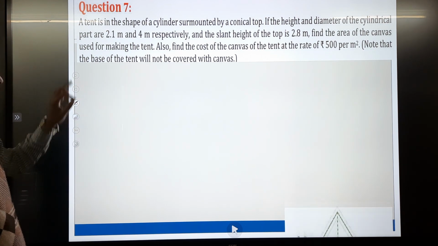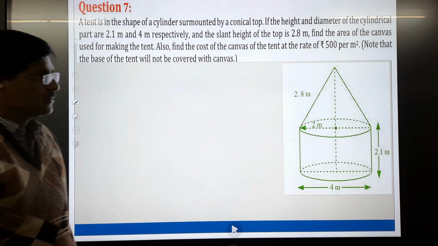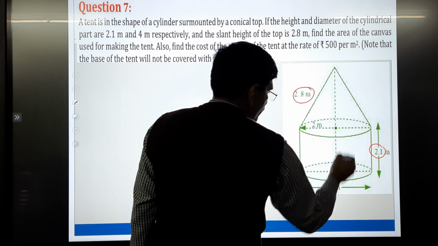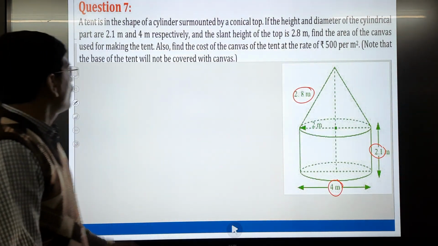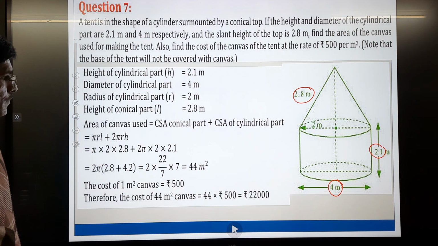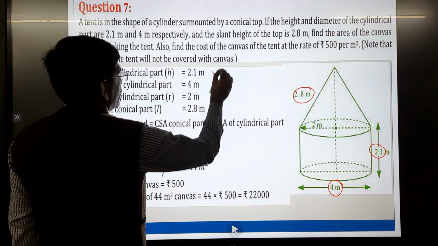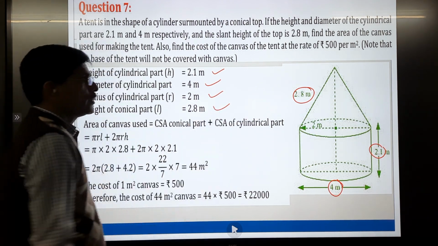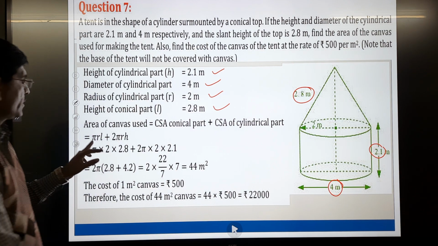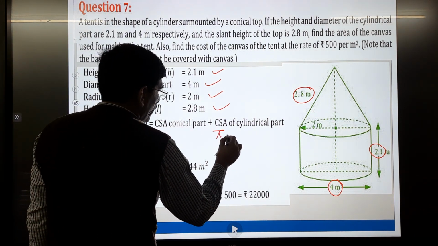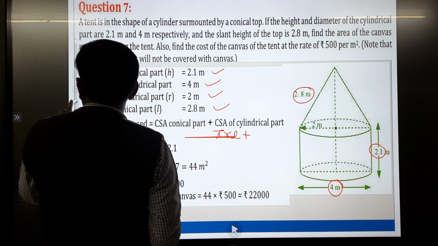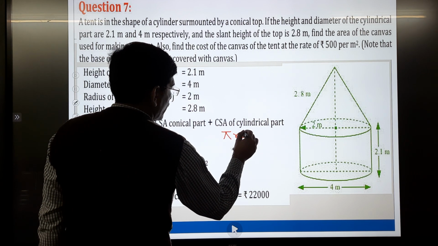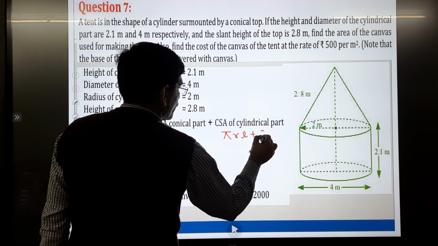Let me see that now. So that type of figure is here. So we can say here 2.1, 2.8 and 4. Now height is here, diameter 4 so radius 2, slant height of the cone L is 2.8. We have to put the value, that is pi RL plus 2 pi RH.